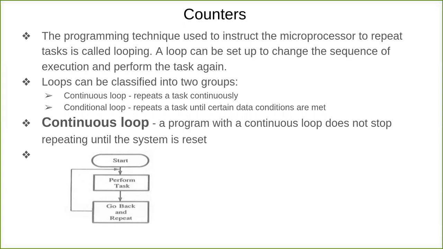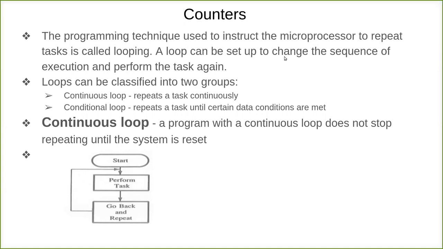Same way, do while and while loops. In a do while loop, we initialize the counter outside, then inside the loop, we make the counter move towards its exit. So for a particular number of times, it keeps on executing. The programming technique used to instruct the microprocessor to repeat a task is called looping. So mostly it will be used in looping.